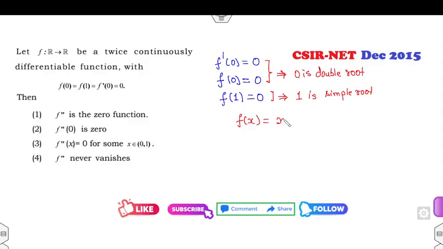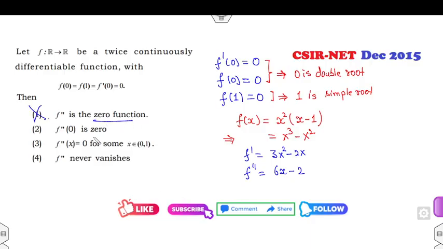So can you define the function? 0 is my double root, so it's x square. 1 is a root too. Since it is not given what the degree of the polynomial is, this condition will be satisfied. Now we can define its derivatives. X cube minus x square. So now you can see the first derivative is 3x square minus 2x. The second derivative is 6x minus 2. Is it a 0 function? F double dash of 0 is 0.